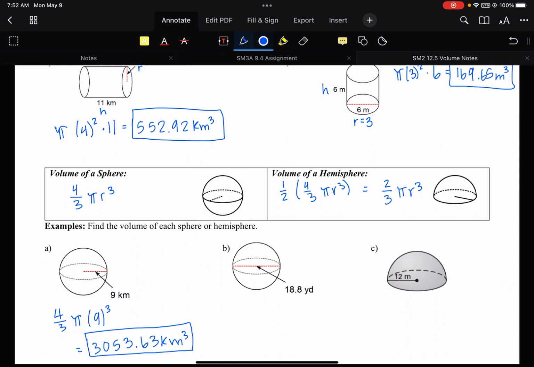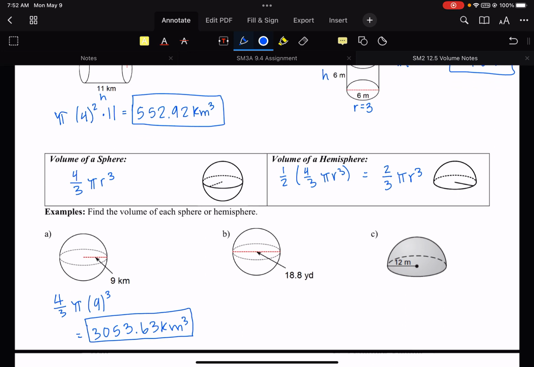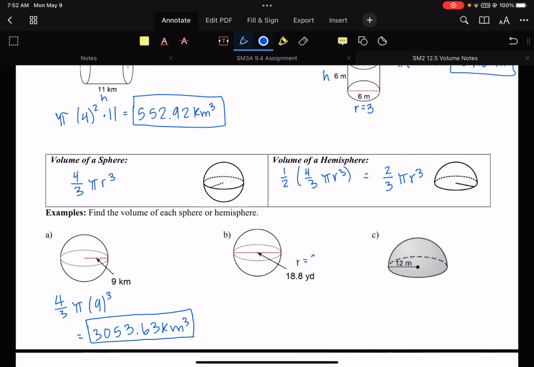Okay, let's do another one. First thing you'll notice in B is that it's given you a diameter length of 18.8. So you're going to need to chop that in half to find the radius length. So your radius is 9.4. And we're going to plug it into our formula. 4/3 times pi times 9.4 cubed. Punch that into your calculator, and you're going to get 3,479.14 cubic yards.